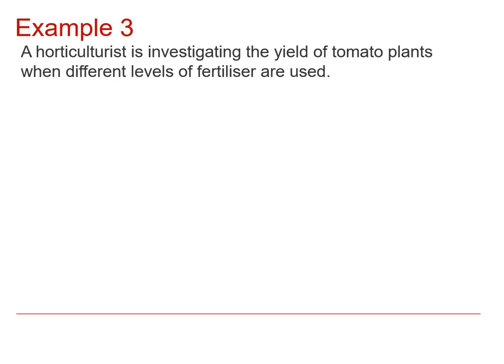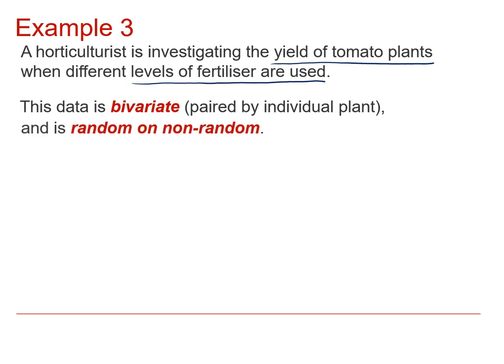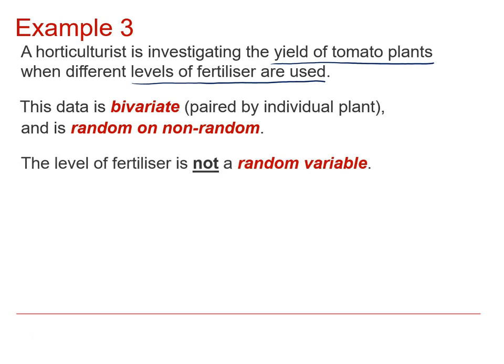So, a horticulturist is investigating the yield of tomato plants when different levels of fertilizer are used. This data is bivariate because it's going to be paired by an individual plant. We're going to be looking at the yield of an individual plant and the level of fertilizer used on an individual plant. And it is random on non-random because the level of fertilizer is not a random variable. It's controlled by the horticulturist, and any errors in measuring the fertilizer will be negligible. The yield is a random variable.